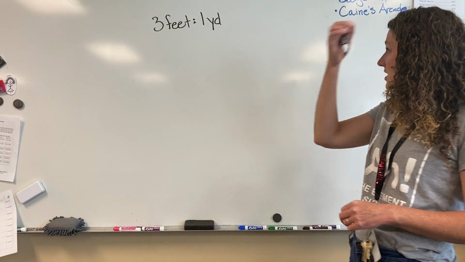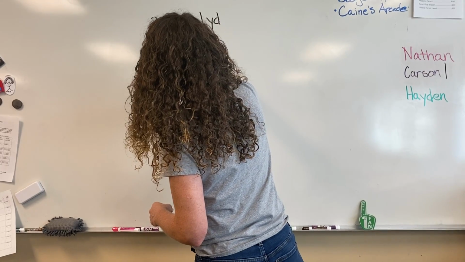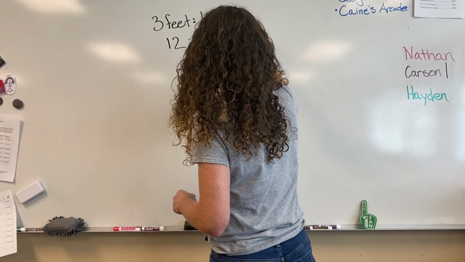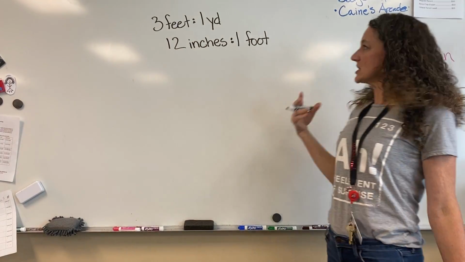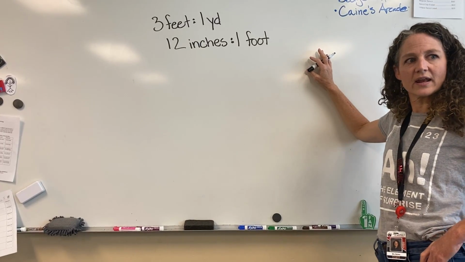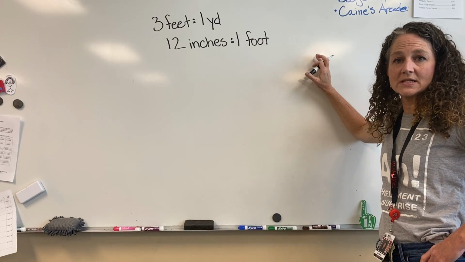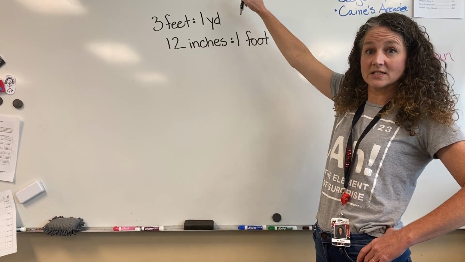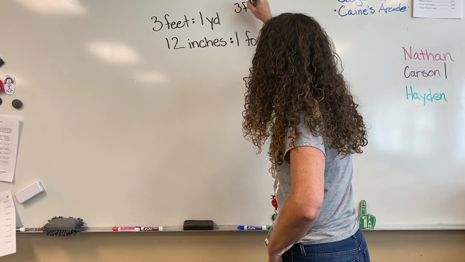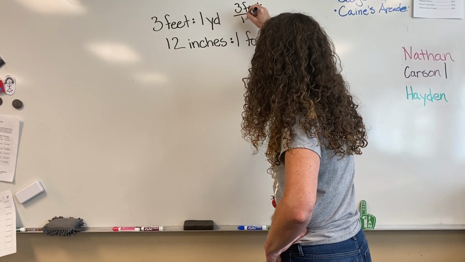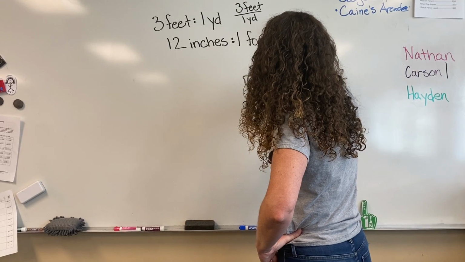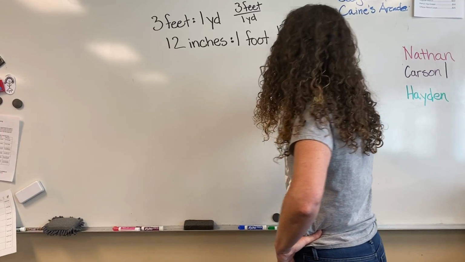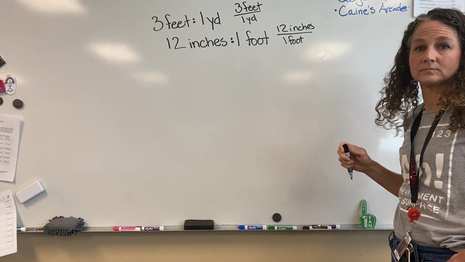There are 3 feet in 1 yard, and there are 12 inches to 1 foot. How many inches are there in 1 yard? And how do we figure that out? What do we do? Ashley, should we make these into values first, into fractions? So it's 3 feet to 1 yard and 12 inches in 1 foot. Okay? So what do I do?